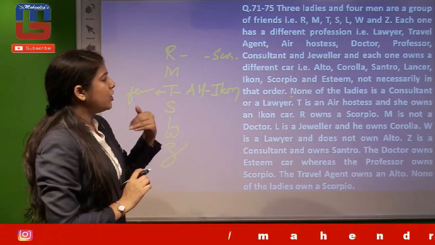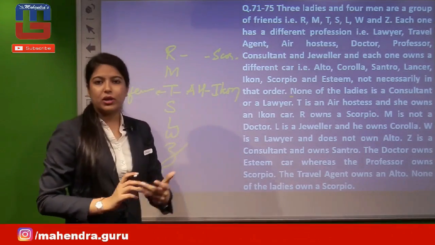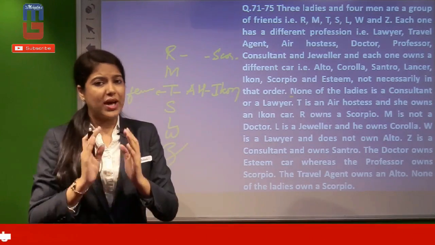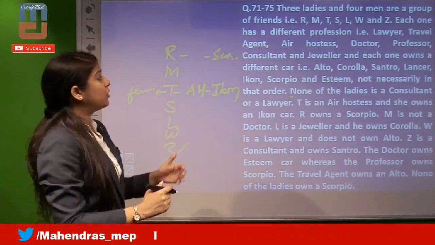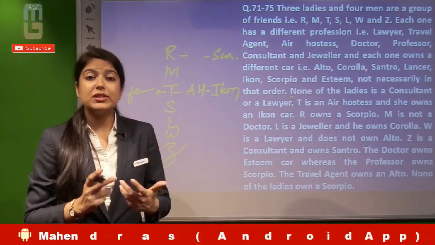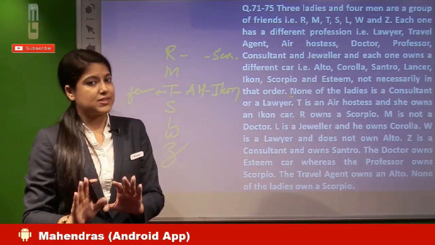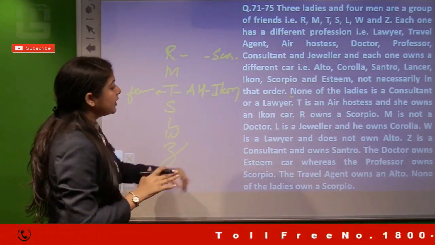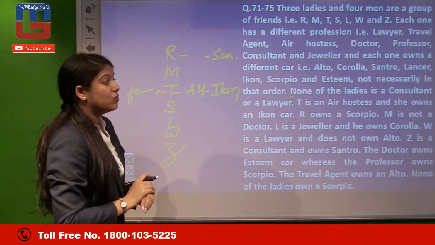M is not a doctor, right? M is not a doctor. So we will not mention this. Why will we not mention this? Because if we write here "is not a doctor," then what is his or her profession? That would make confusion. So leave this condition. Moving to the next condition, L is a jeweler and he owns Corolla.